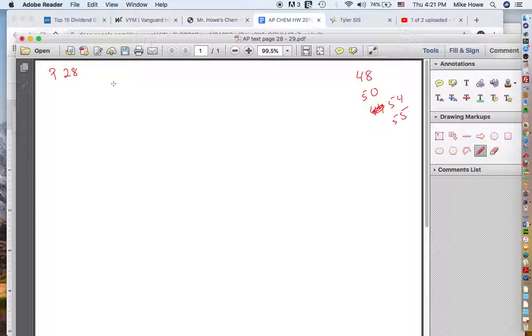Actually, I said it incorrectly. It's 65. I went back and checked. So we're going to go 54 and 65, and that's the one that's on the next page. So 65. All right, so here we go, 48.